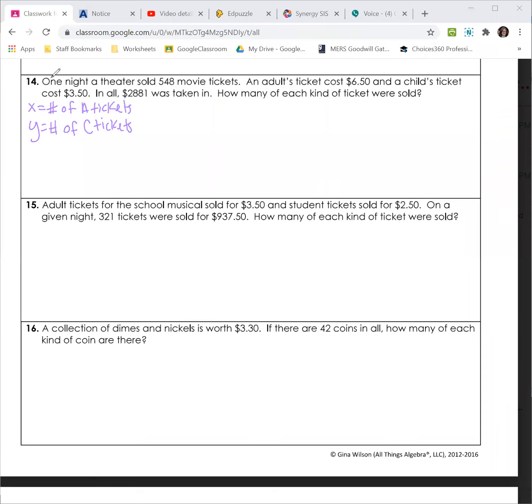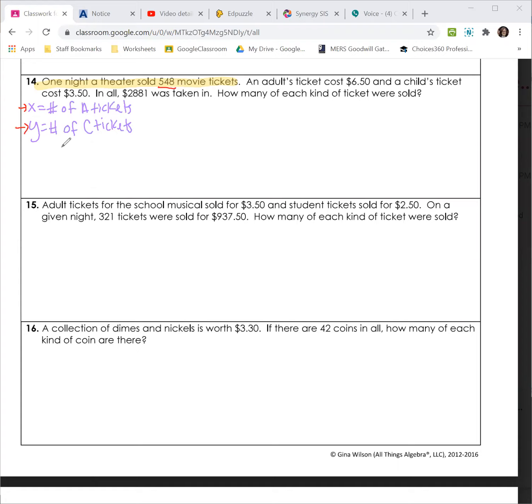So here, this is my very first clue. One night, a theater sold 548 movie tickets. Okay. So if I sold 548 movie tickets, some of those would have been adults and some of those would have been children. Correct. So if I collected all of the adult tickets and all of the children tickets and I added them together, I would have a total of 548. Well, how many adult tickets did I sell? I don't know. That's what they're asking me. X. X is the number of adult tickets sold. What's the number of child tickets sold? I don't know. So that's why I have Y. So that's going to be my first clue.